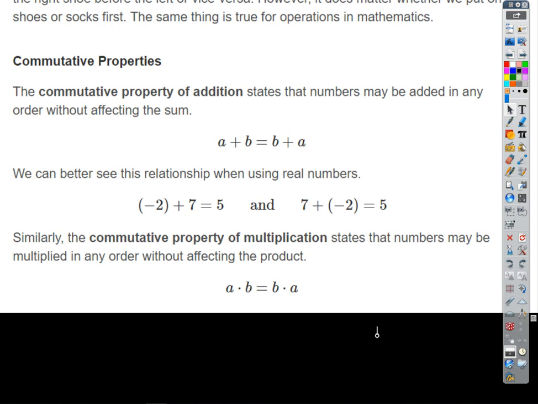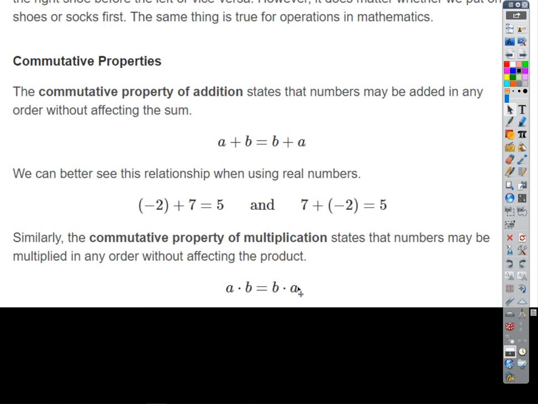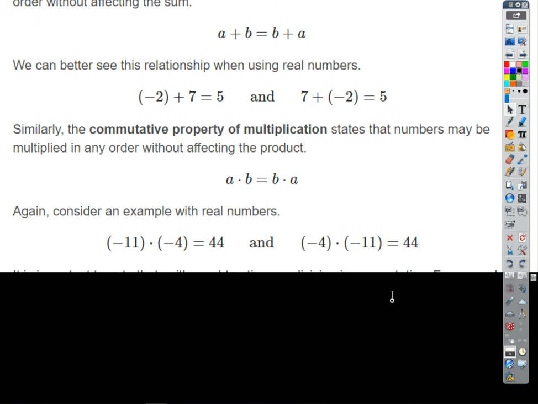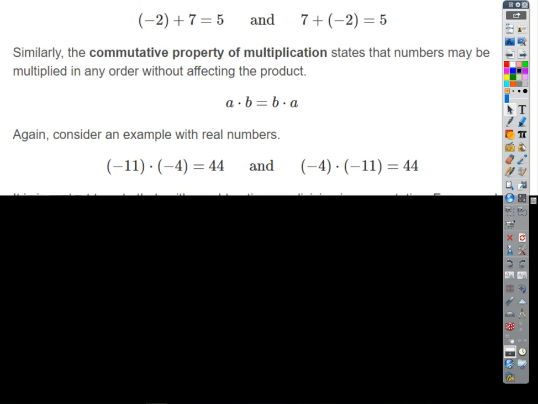Multiplication works the same way. A times B is B times A. Doesn't matter the order in which you multiply it. Negative 11 times negative 4 is the same as negative 4 times negative 11, right? No big deal. Okay, there is a point, though, that maybe wasn't emphasized before, maybe you don't remember. What about subtraction? Is there a commutative property of subtraction?